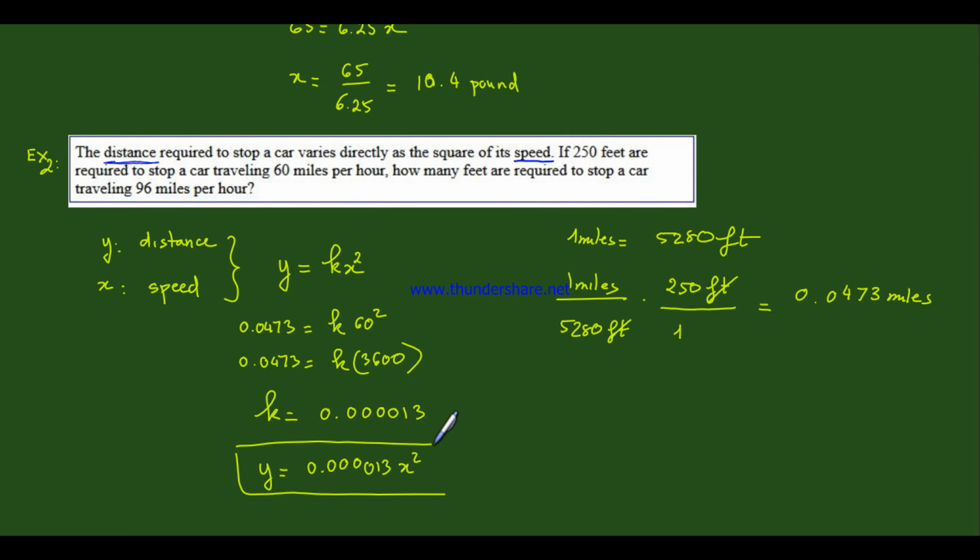But let me check one more time. Let's check together, okay? If we got them right, because I'm a human, I may have human error too. Okay, let's read it again. Distance required to stop varies directly with the square of its speed. 200 feet are required to stop a car traveling 60 miles per hour. So we are given 60 miles per hour. How many feet are required to stop a car at 90 miles per hour?